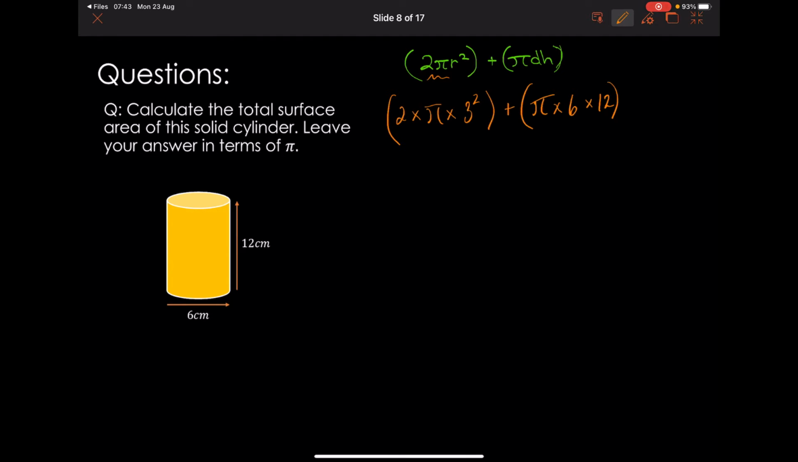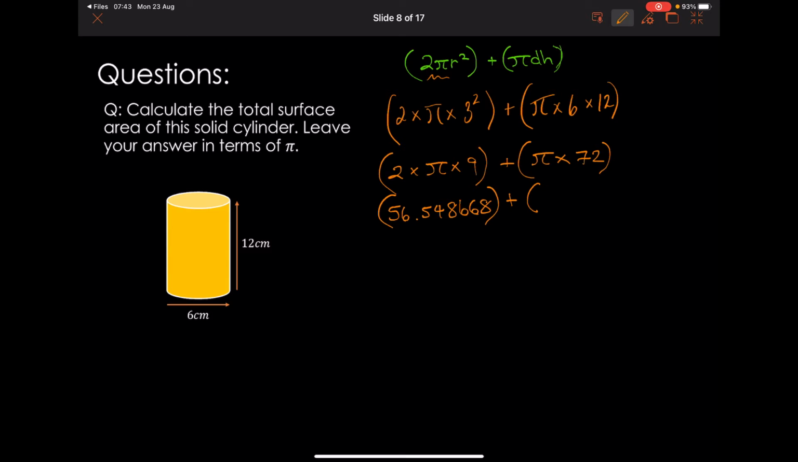Now, I am going to do a little bit of working out here before I do the calculations with pi. So I've got 2 times pi times 9, because 3 times 3 is 9. And then pi times 6 times 12. Well, 6 times 12 is 72. So I'm going to put that in there. Then, in my calculator, I'm going to do 2 times pi times 9, and that gives me 56.54866. We'll leave it there.